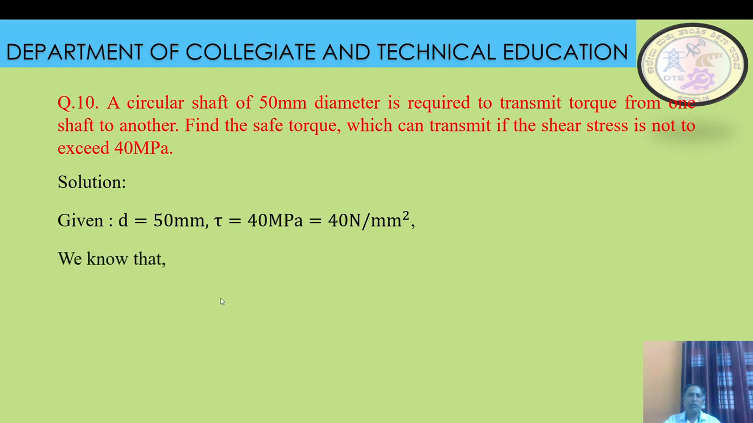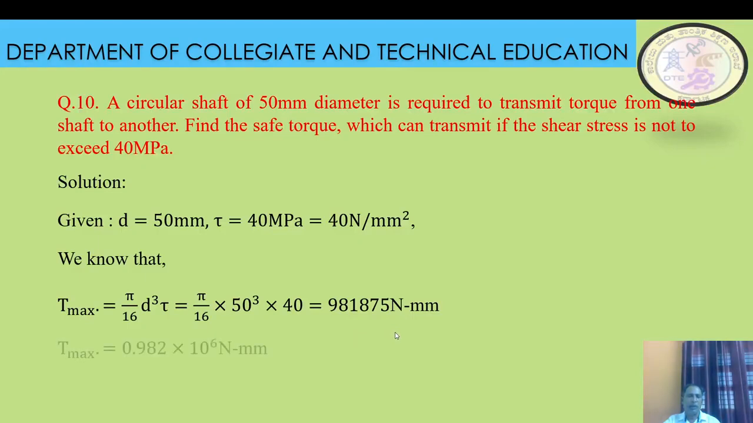So it's a very simple problem. So as we know that torque transferred by a solid shaft is T is equal to pi by 16 into d cube into tau. Therefore the maximum torque transmitted is pi by 16 d cube into tau, that is pi by 16 into 50 cube into 40, 9,81,875 Newton mm. Or you can write T maximum equal to 0.9882 into 10 to the power 6 Newton mm. Or it can be converted into kilonewton mm. Or this can be written as 0.982 kilonewton meter.